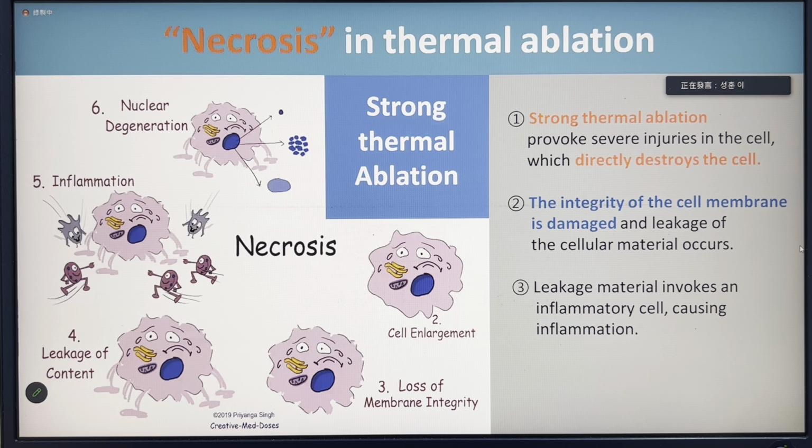Strong thermal ablation provokes severe injuries in the cell, which directly destroys the cell. The integrity of the cell membrane is damaged and leakage of the cellular material occurs. Leakage material invokes inflammatory cells, causing inflammation. We call this necrosis.